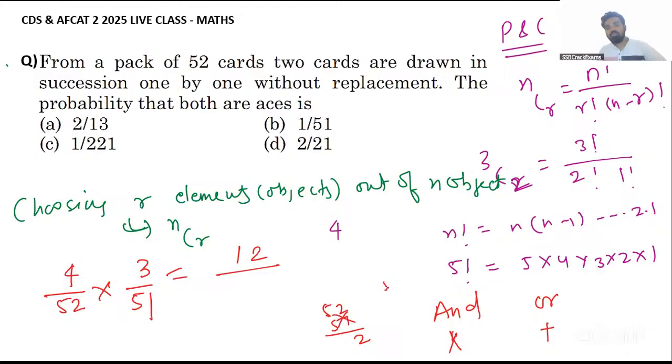5, 10, 15, and 25. So it will be 2652. 52 into 51 is 2652.